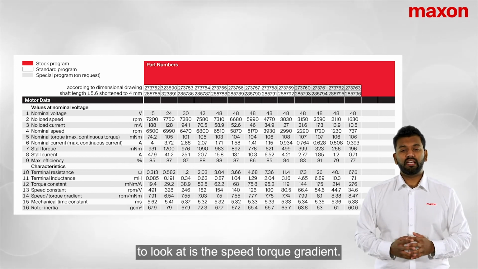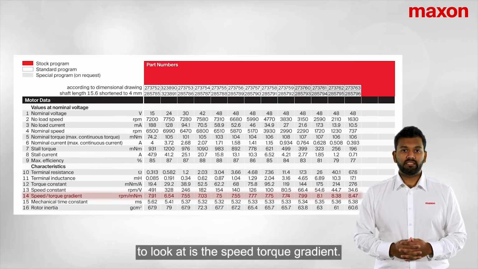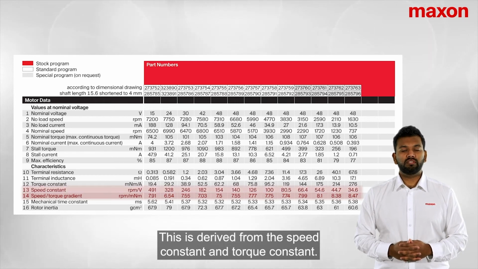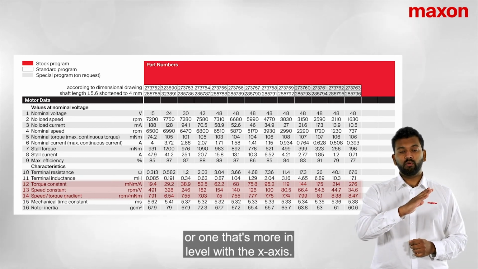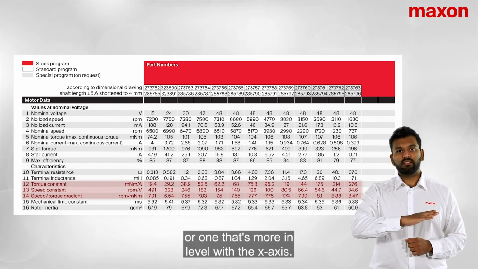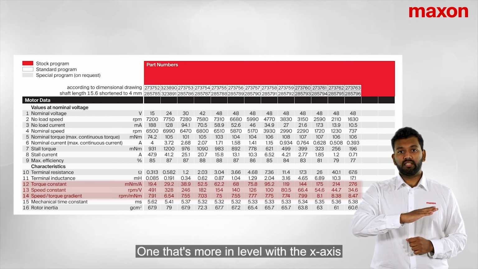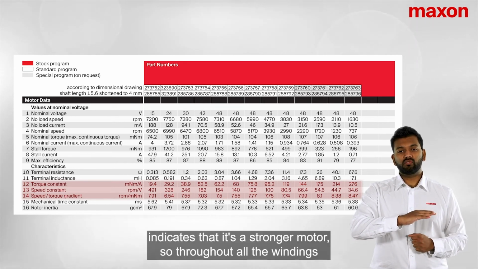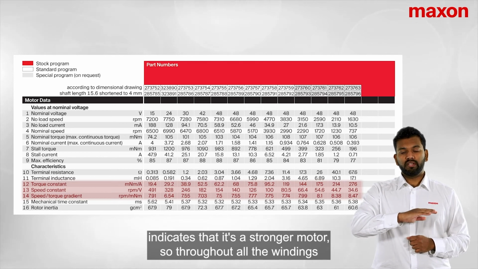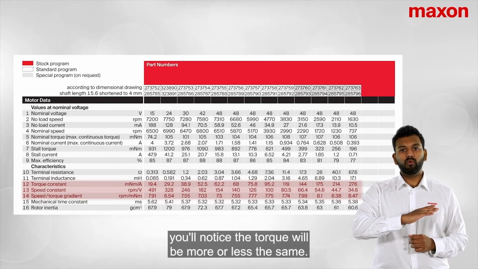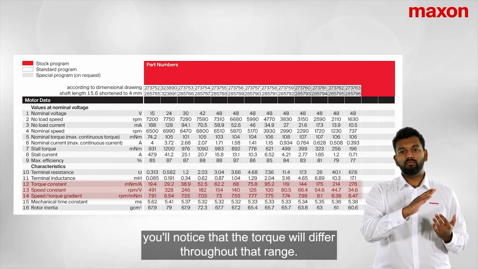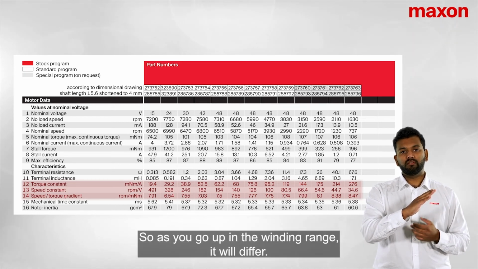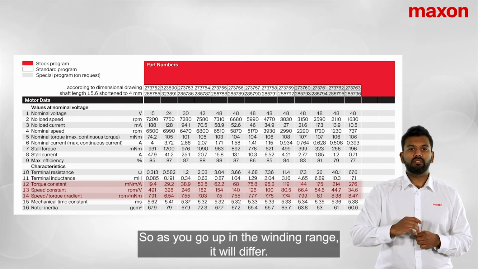Another data point to look at is the speed torque gradient. This is derived from the speed constant and torque constant. If you were to plot both of those on a graph, you either get a steep line or one that's more in level with the x-axis. The one that's more in level with the x-axis indicates that it's a stronger motor. So throughout all the windings, you'll notice the torque will be more or less the same. Whereas with one that's steep, you'll notice that the torque will differ throughout that range. So as you go up in the winding range, it will differ.